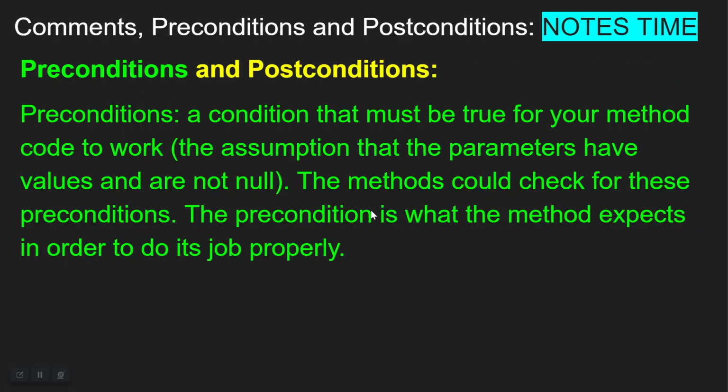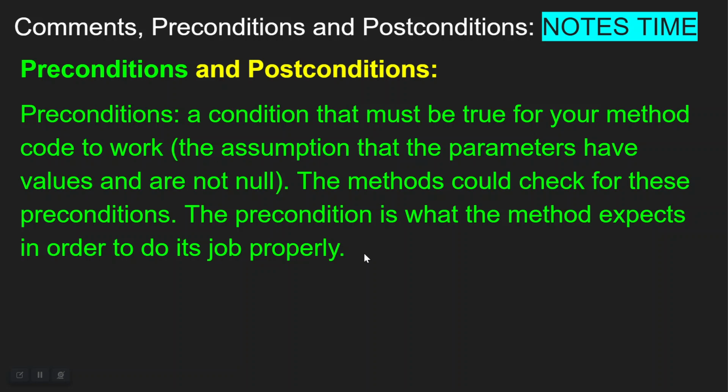Now we'll do a little bit of a deeper dive into preconditions and postconditions. A precondition is, again, just any condition that must be true for your method code to work, or for your constructor to work. So it's the assumption that parameters have values or are not null. That could be a precondition. Preconditions could also be that parameters need to be within certain ranges or certain values, which was the case with my memory game constructor. Now, the methods could check for these preconditions, but the precondition is what the method expects in order to do its job properly. So that's basically what a precondition is.